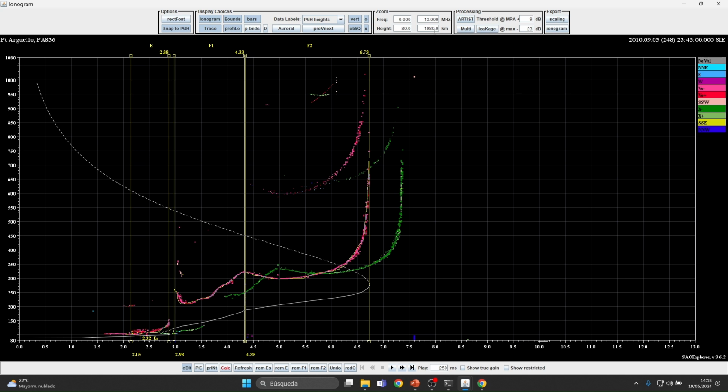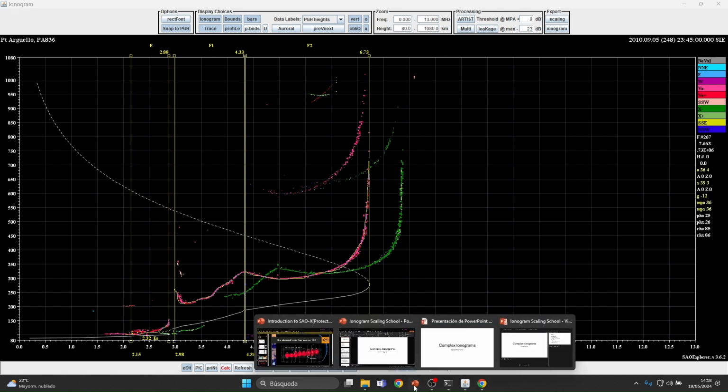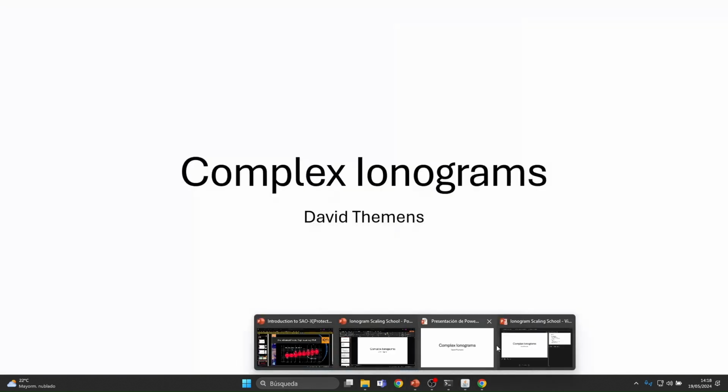Okay, we are going to have the final presentation of today, which will be given by David Timmons, who will discuss some of the more problematic ionograms. Yeah, I removed your thing from the thing. Yeah, it's this one, I think. I assume.